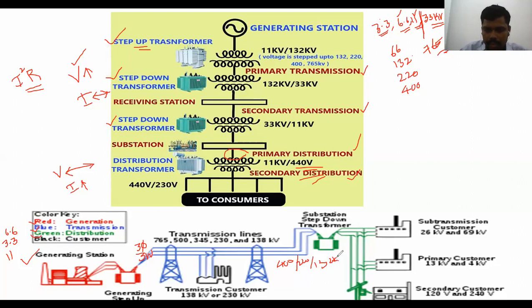132 kV. Again, in the secondary transmission line, the operating voltage is either 66 kV or 33 kV. Again, at one more substation, they are stepped down. This is the distribution side. Again, that is the primary distribution system. Another one is the secondary distribution system.